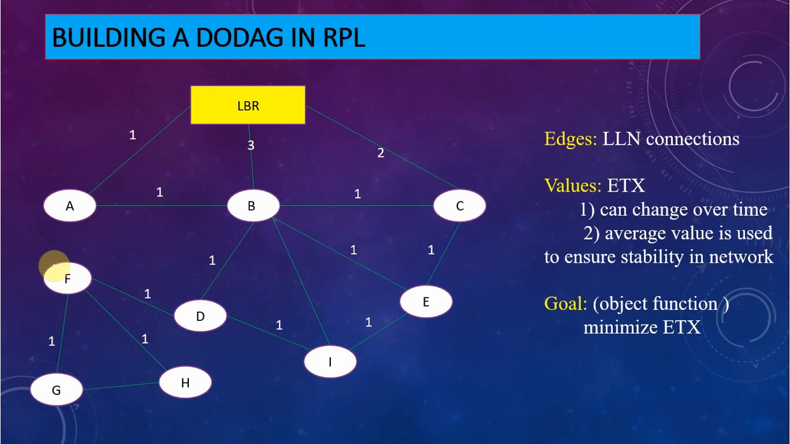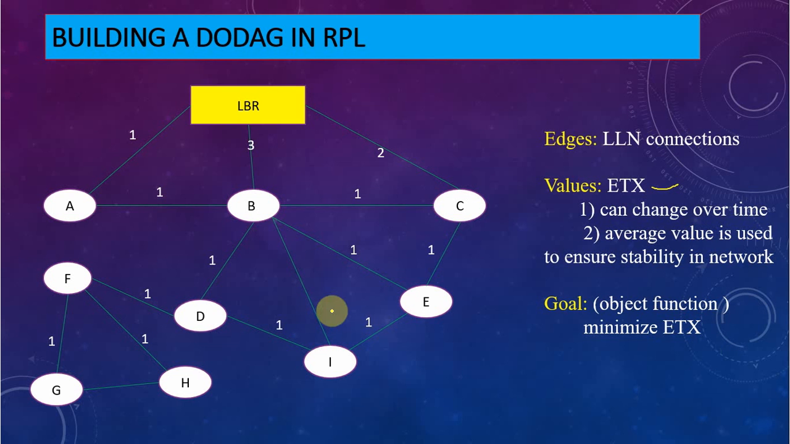Now this is the picture which shows the building of a DODAG in RPL. Here is the LBR, which is a gateway to the internet, and the ETX values, the expected transmission count, can change over time. So the average value of ETX is used to ensure stability in the network, and the goal, the objective function, is to minimize the ETX, that is, minimize the consumption of bandwidth for data communication.